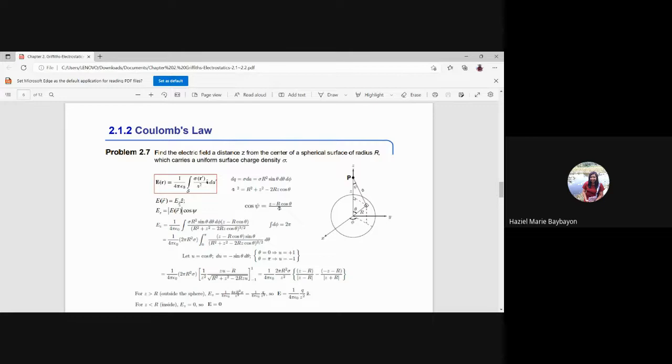So, what we will do is change variable. Let u be equal to cosine theta so that du is equal to negative sine theta d theta. And then, since we are shifting variable, we will also shift limits. Okay, so theta equals 0, u is equal to positive 1. And then, if theta equals pi, then u is equal to negative 1. So, from 1 to negative 1.